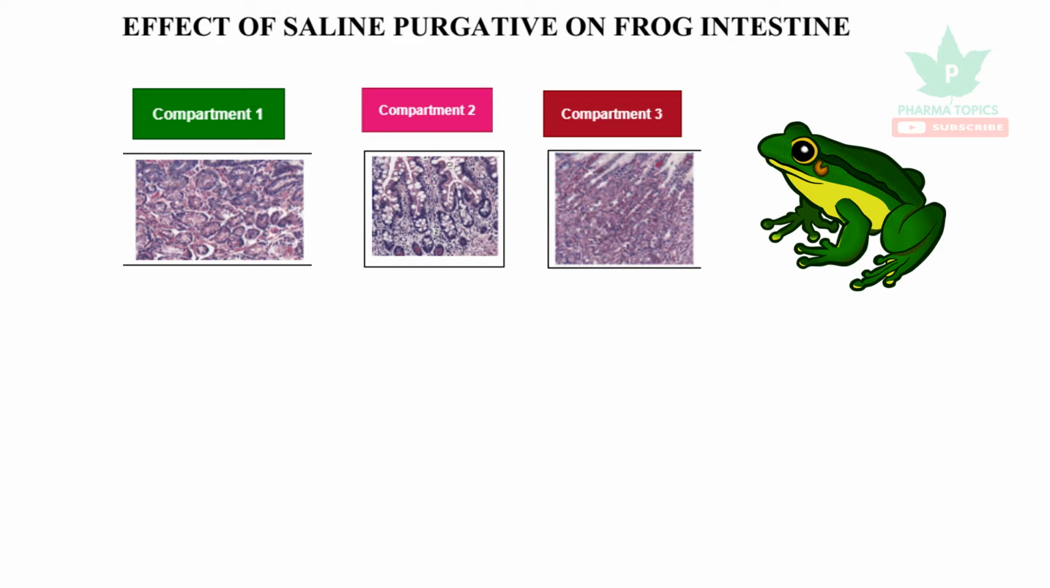Our present topic is effect of saline purgatives on the frog intestine. It is a very simple experiment. Usually, before entering into the unit, let us see outline of what is a purgative. These are given for treatment of constipation.